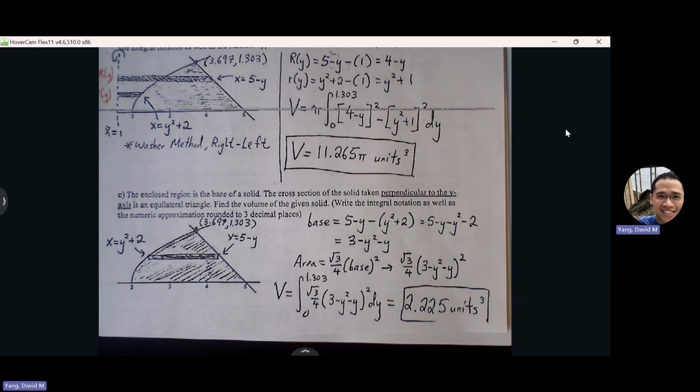Your bounds will also be in terms of y. So lowest y value is 0, highest y value is 1.3. No pi involved with cross section unless it's semicircle.